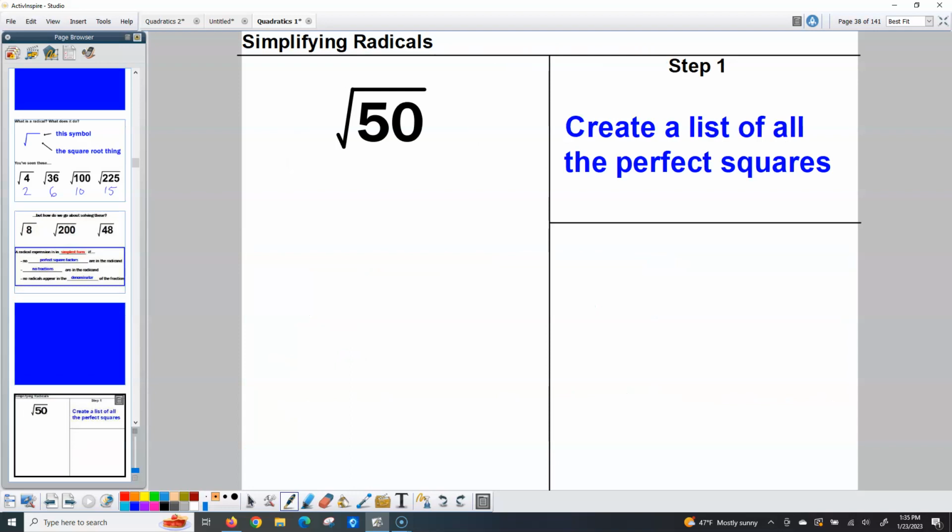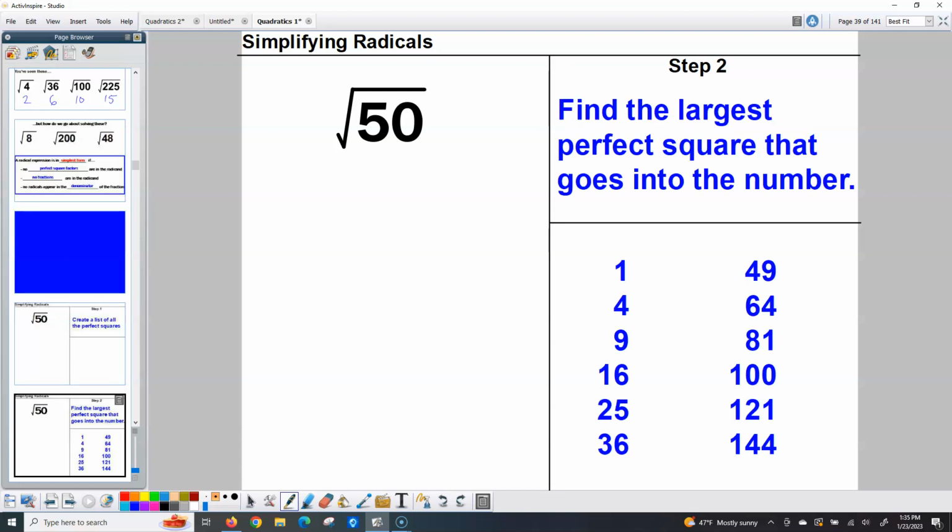So I have square root of 50. Step 1, create a list of all the perfect squares. Check. I've got our list of perfect squares down there, and I've got step 2 written up here. Find the largest perfect square that goes into that number. So I've got all these numbers, like 1 times 1, 2 times 2, 3 times 3, 4 times 4, 5 times 5, 6 times 6, 7 times 7, so on and so forth. That's how I got those numbers.